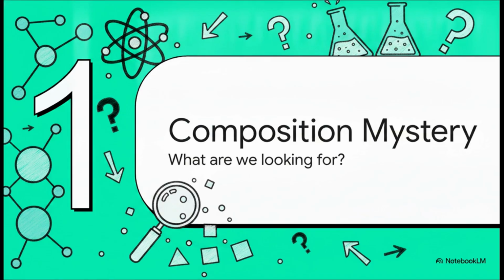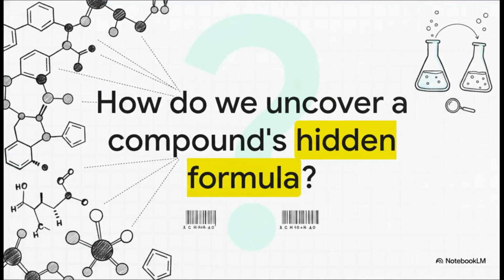Let's figure out what we're actually looking for here. Think about it. Every compound has a unique identity, right? It's like a molecular barcode. But how exactly do chemists figure out those precise, hidden mathematical ratios of elements inside a newly synthesized substance? When you mix two things together and create something entirely new, nature doesn't exactly hand you an instruction manual with the chemical formula printed on it. We've got to derive it ourselves through careful, calculated observation.